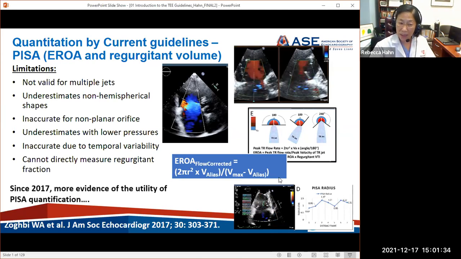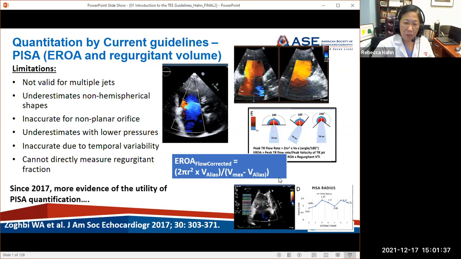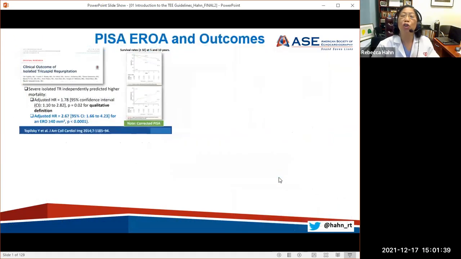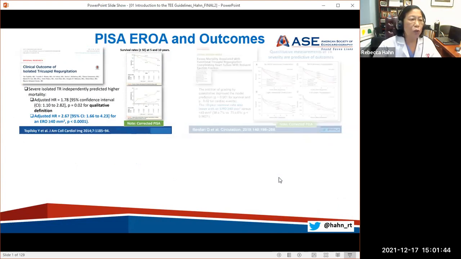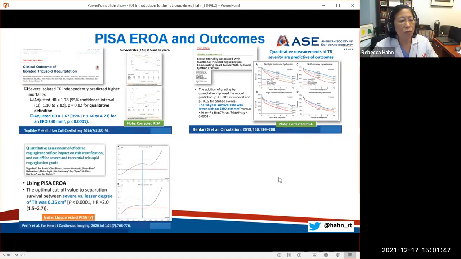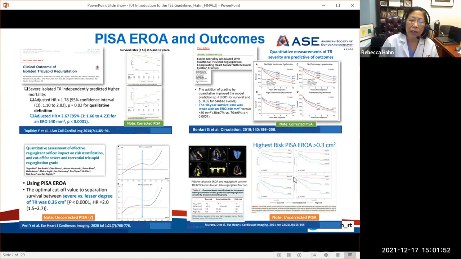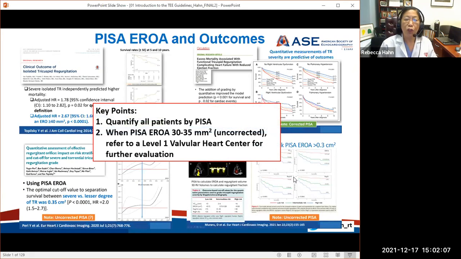Now, having said that, there's a lot of utility to PISA because PISA quantification has been shown to be associated with outcomes. So we'll never abandon PISA. So this is one of those studies from Topilsky, another one by Benfari, this one by Perry coming out of Topilsky's lab, and then the one most recently published by Denisa Muraru and the University of Chicago group. So Roberto Lang and colleagues. And so all of them have used PISA and shown outcomes. So we will never abandon PISA, and we should use PISA to quantify in all patients.